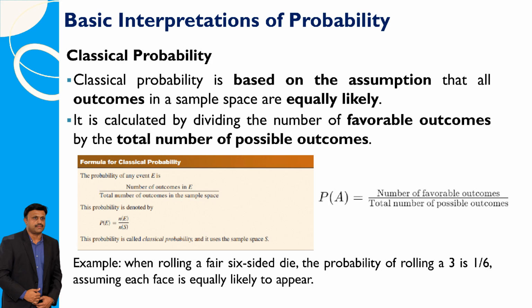Classical probability assumes that all outcomes in a sample space are equally likely and is calculated by dividing the number of favorable outcomes by the total number of possible outcomes. For instance, when rolling a fair 6-sided die, the probability of rolling a 3 is 1 divided by 6, assuming each face has an equal chance of appearing.